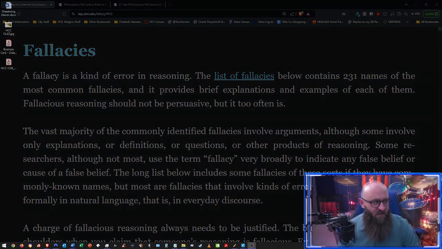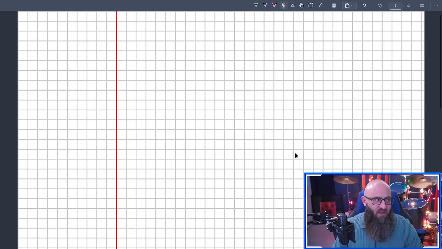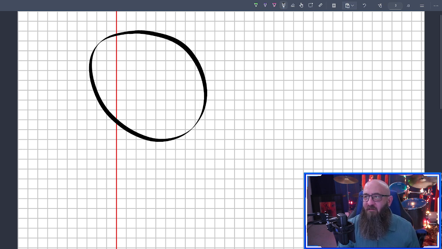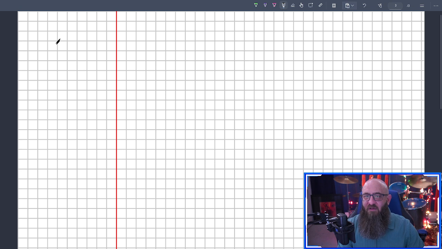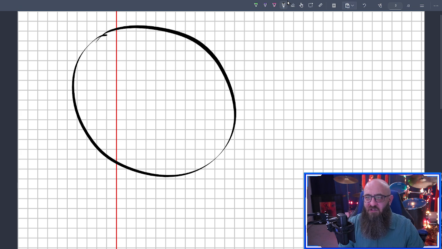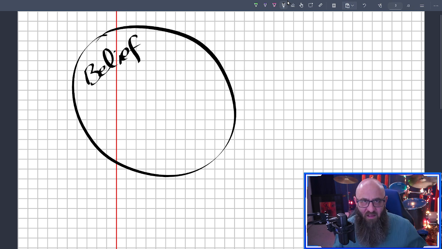Let's go over here to our whiteboard. I want you to think about something as we do this. I've alluded to this before in class, but use a sort of Venn diagram here. And on one hand, we have this notion of belief, right? And these are the things we believe.